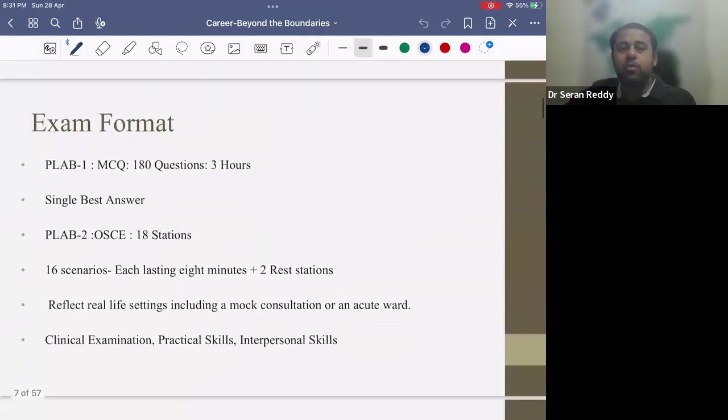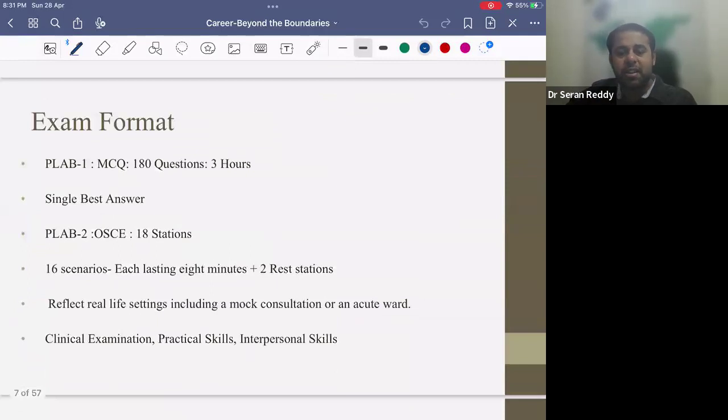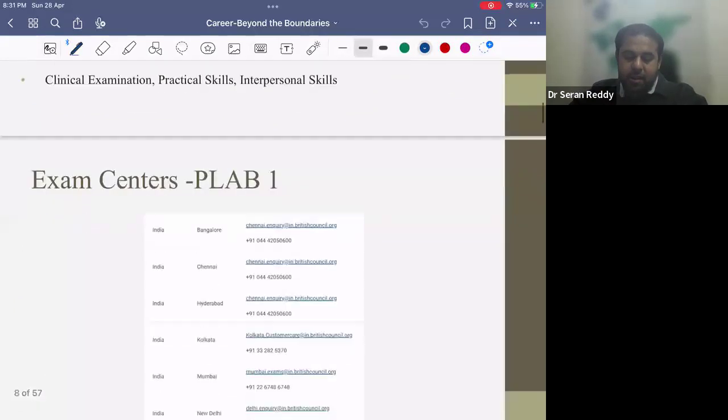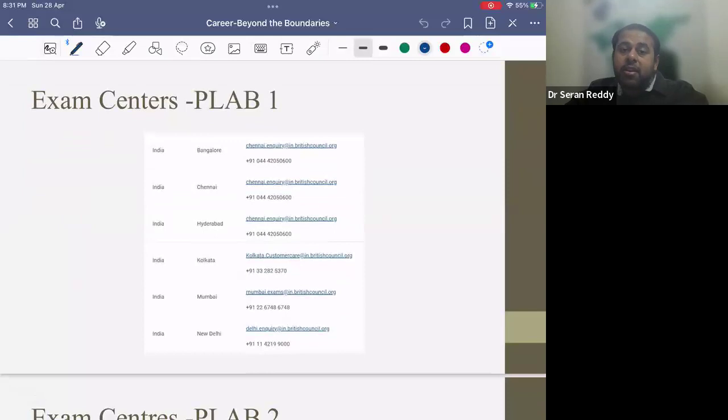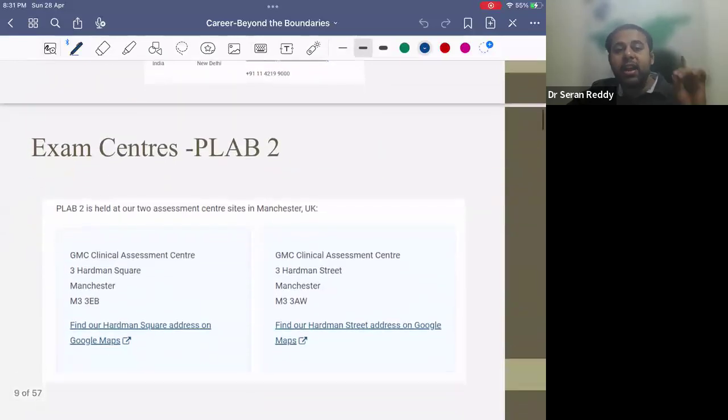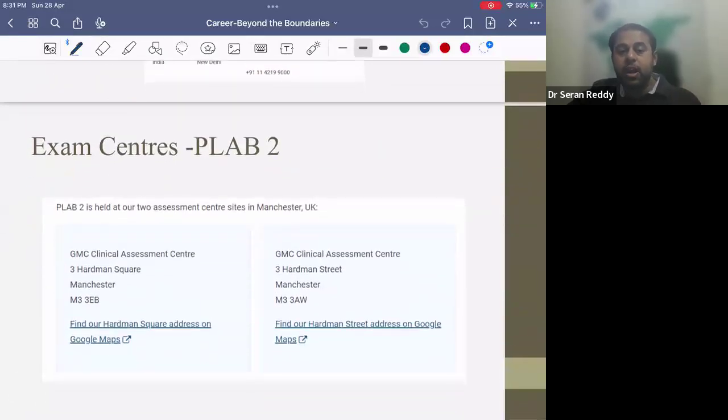See here, PLAB 1 is MCQ, 180 questions, 3 hours, single best answer. PLAB 2 is an OSCE, Objective Structured Clinical Examination, where there will be 18 stations where you'll be taking history, communicating, and demonstrating clinical skills, and you'll be marked on clinical examination, practical skills, and interpersonal skills. PLAB 1 examination centers are all the metropolitan cities of India and across the world. But PLAB 2 center is only in Manchester. Even in UK, there's only one center, in Manchester, and nothing more.